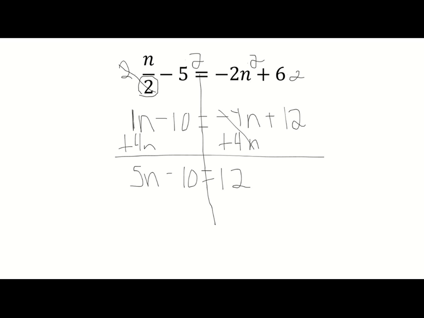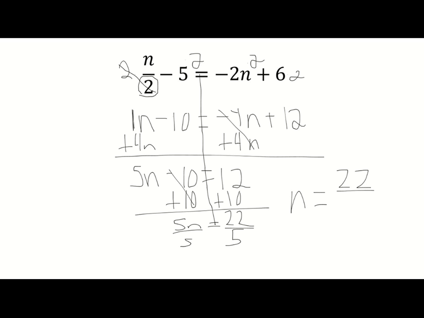Then it's a two-step equation. So add 10 to both sides. That gives us 5n equal to 22, because of course the 10's will cancel, and then divide by the 5. So 5 doesn't go into 22 perfectly, and we cannot simplify that fraction. So our final answer for this problem is going to be n equals 22 over 5.